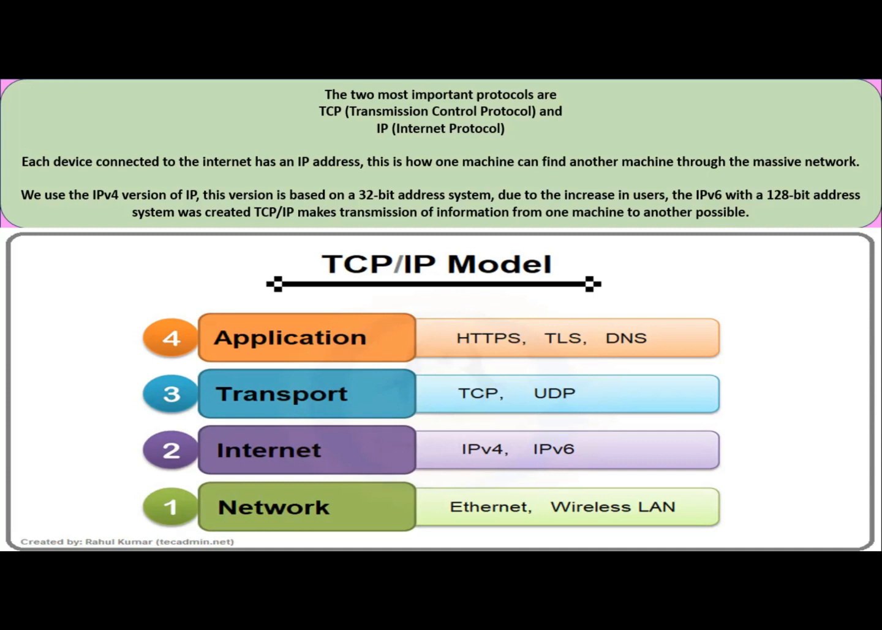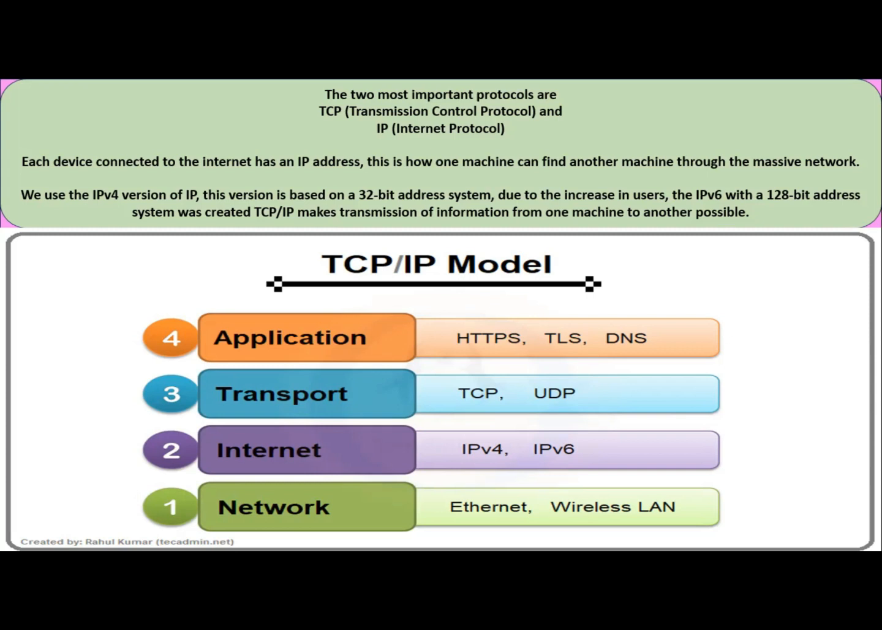Now, here currently we use IPv4, version 4 of the IP, and this version was based on the 32-bit address system. Now, due to the increase in users, the version was further modified, and we have a newer version called IPv6 with a 128-bit address system, and that was created. We'll see what we call the TCP/IP. This helps to make transmissions of information from one machine to the other possible.